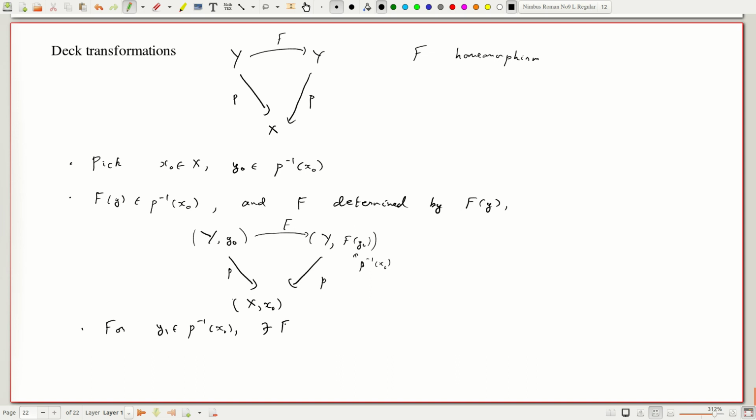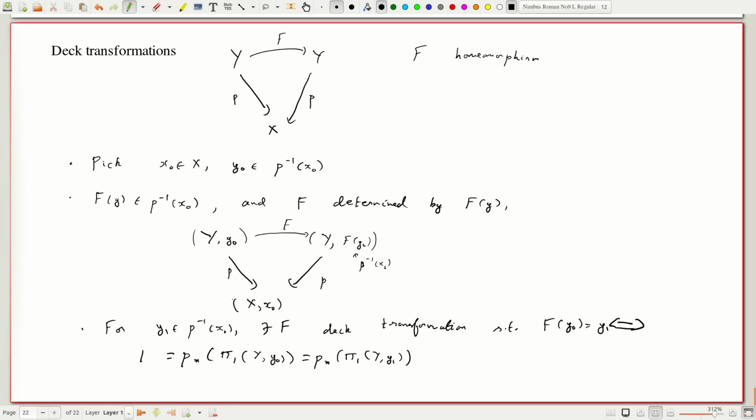Okay, so there exists a deck transformation. A deck transformation is a homeomorphism as above. There exists a deck transformation f such that f of y0 is y1 if and only if, well, we know this happens if and only if p star of pi1 of y0 is equal to p star again of pi1 of y1.